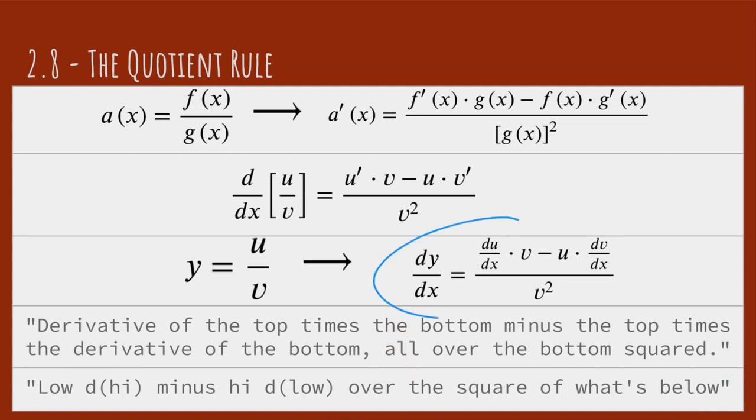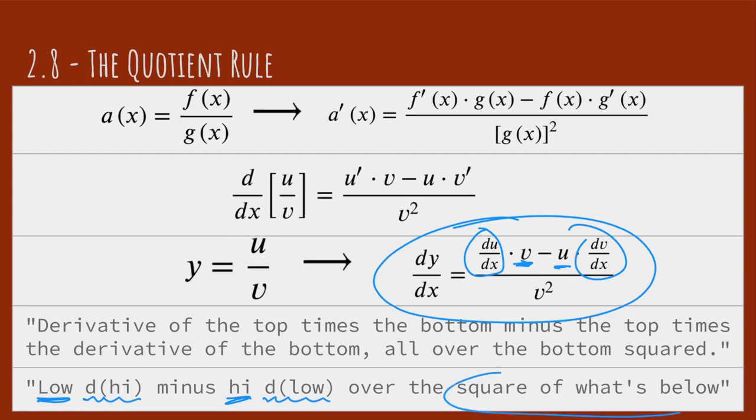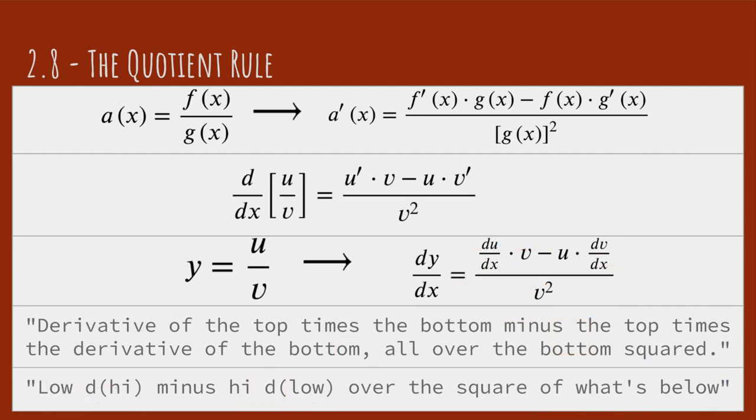So if I look at this one right here, low is the bottom function, which is v. D high means the derivative of the top, so that's the derivative of u. Minus, so minus is important here. High is the top. D low is the derivative of the bottom. And then over the square of what's below, so the square of the bottom is v squared. So just a little bit of a rhyme to help you remember.